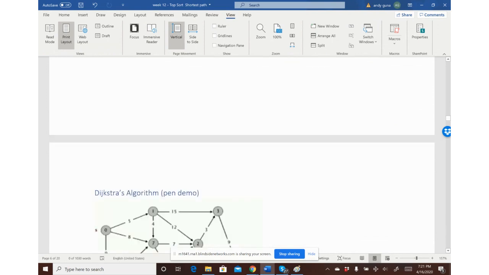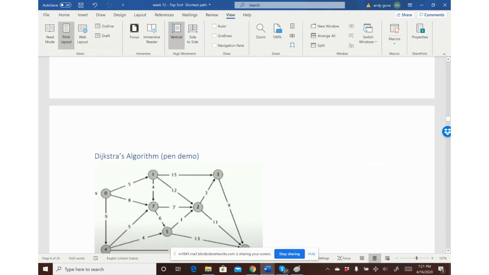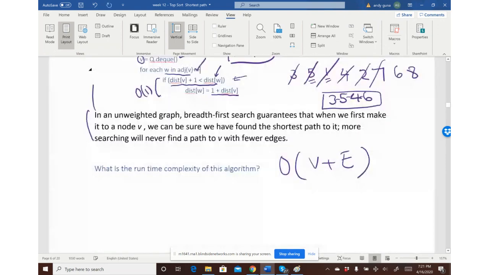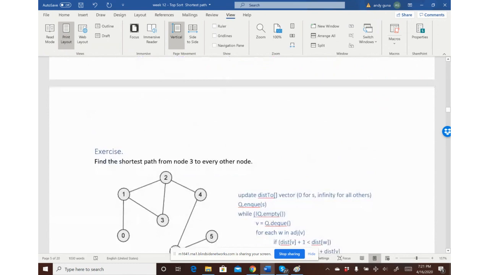The next thing I'd like to do is show you a very cool demo of Dijkstra's algorithm. Before I explain what Dijkstra's algorithm is, I'm going to show you this demo. Give me a minute to set it up here.